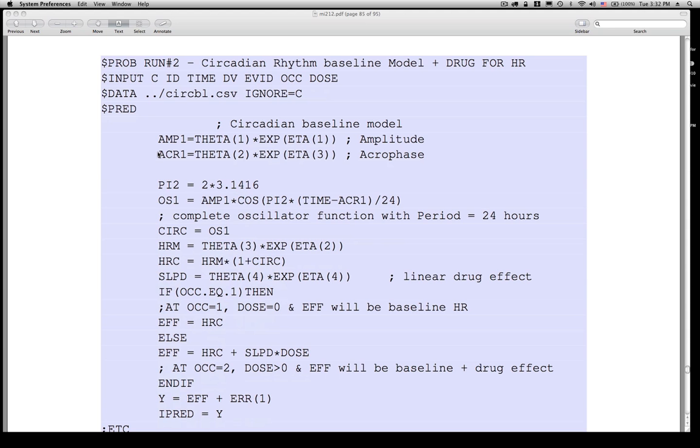We don't have a PK system model to worry about. And remember, we're using dose. We could have used time-matched concentrations to drive this as well. We're going to use dose to drive this one. And so let's set up the parameters of the model.